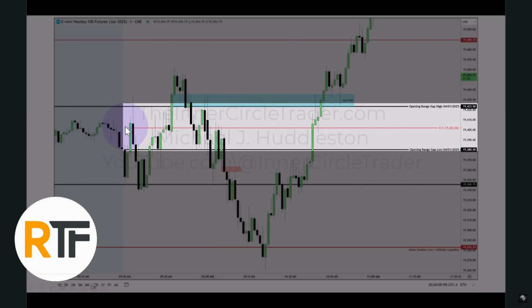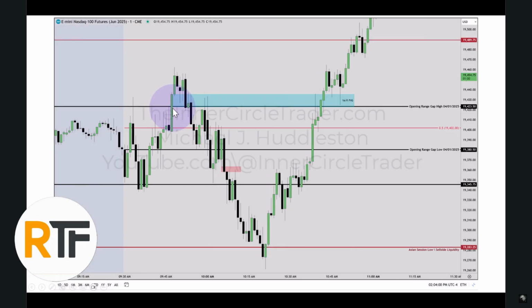And we didn't get a fair value gap form all the way until this candlestick right there. Okay, so that's the very first presented fair value gap. Notice it's on top of the opening range gap high. That's that level here, 19,423.5.